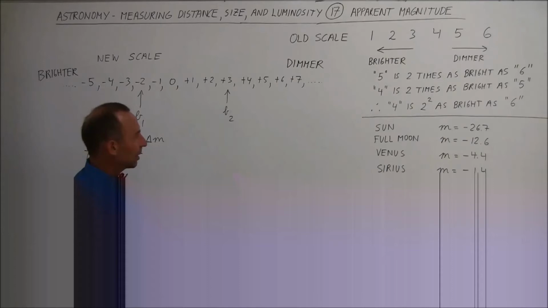Or the other way around, star B is 100 times dimmer than star A, for example, or star 2 is 100 times dimmer than star 1. What if the difference is not 5? Well, you can use your calculator.